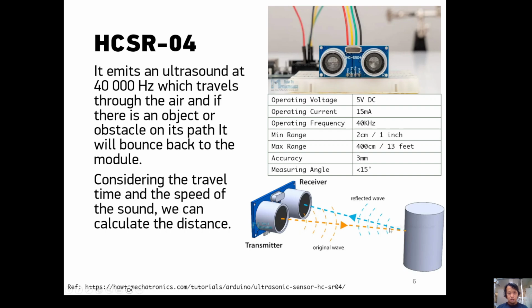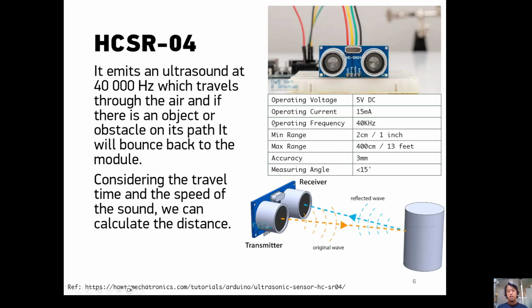It transmits ultrasound at 40,000 Hz, which travels through the air, and if there is an object obstructing the transmission of the signal, it will be bounced back to the module. This is the transmitter and this is the receiver. Considering the travel time and the speed of sound, we can calculate the distance. That is why it can be used as a distance sensor, because of this configuration.